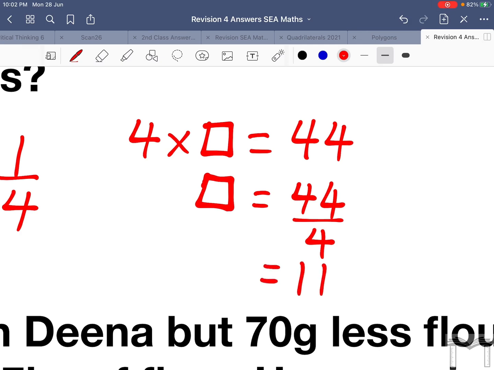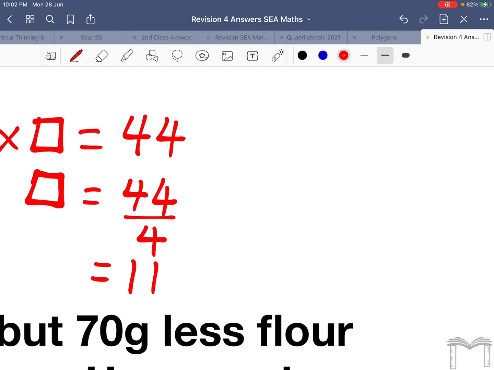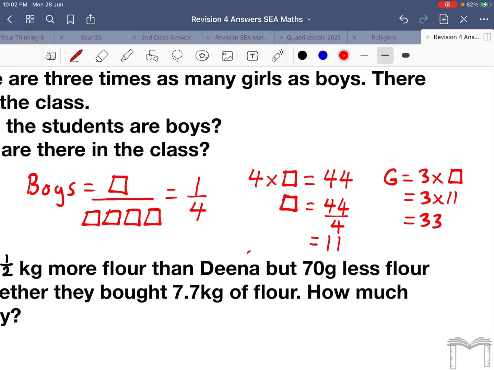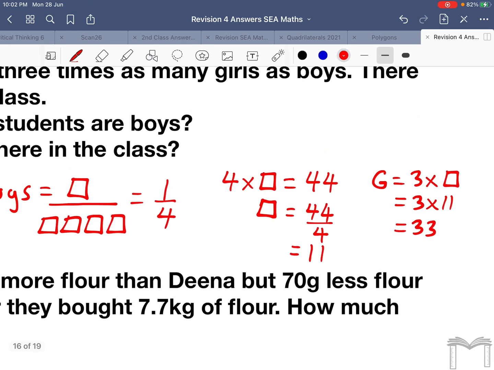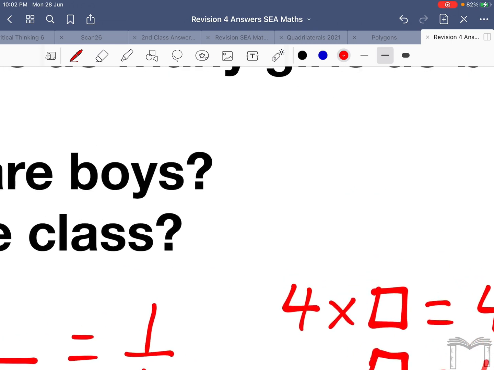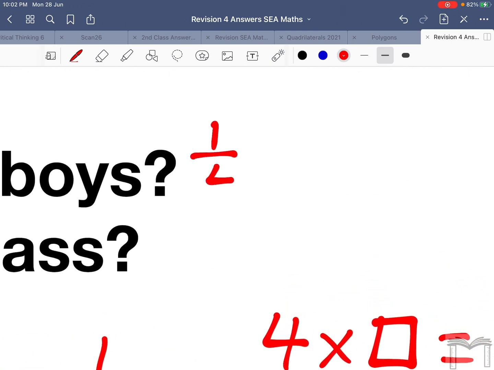So 1 box is 11, and girls is equal to 3 boxes, so that's 3 times 1 box, or 3 times 11, which is equal to 33. So the answer is 33 girls. Alright, so let's put the answers on top. So boys is 1/4 and girls is 33.